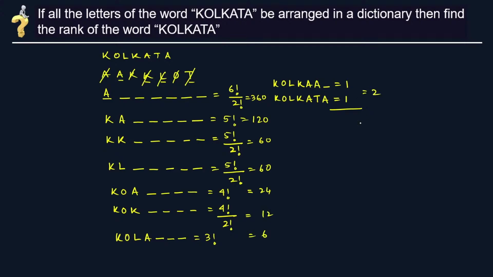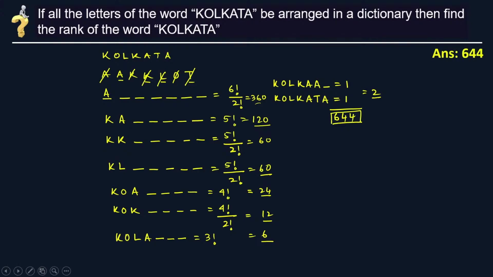1 plus 1 is 2. So what will be the rank? 360, 120, that is coming to 480 and 60, 540 plus 60, that will give us 600, 600, 36, 36, 42 and 44. Therefore, it is 644. Is it clear? Therefore, the rank of the word Kolkata is 644.